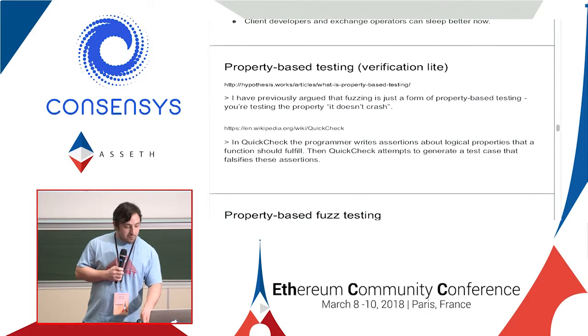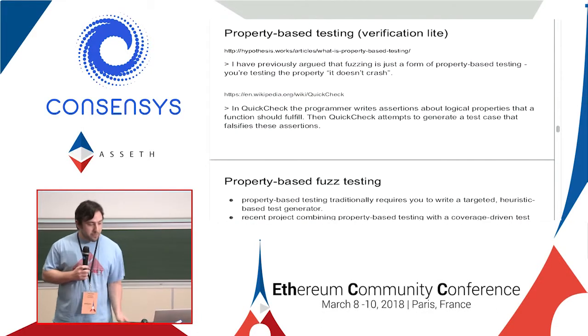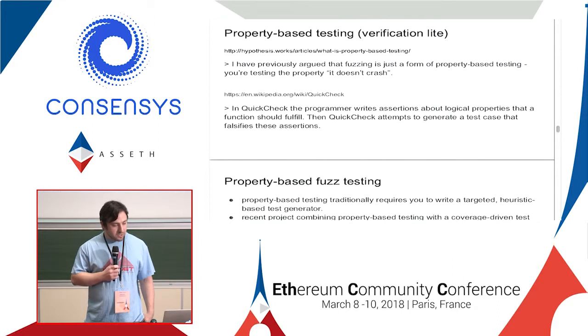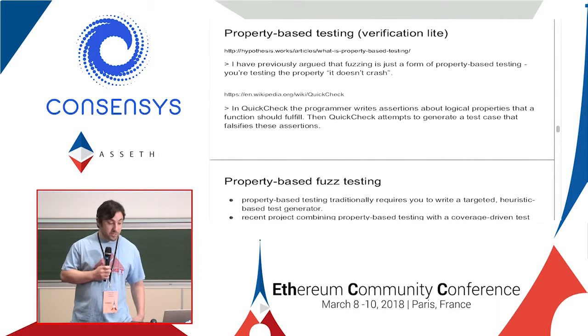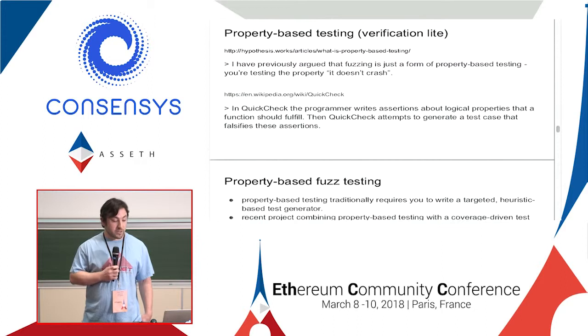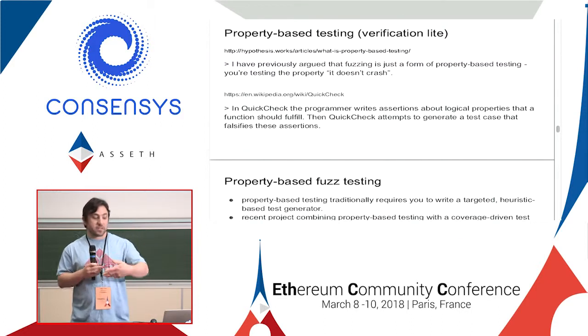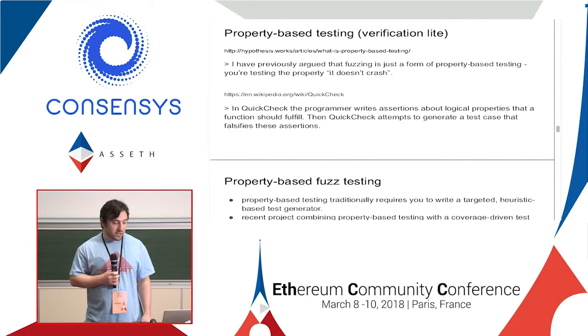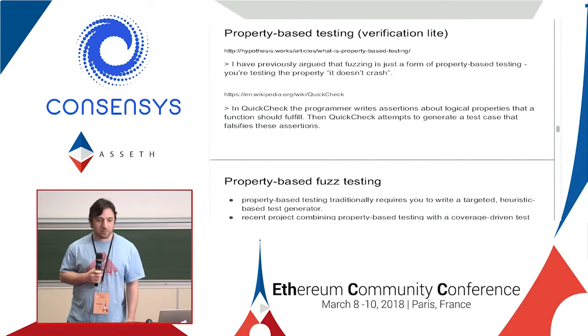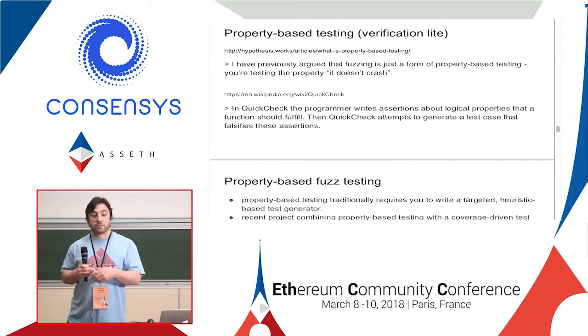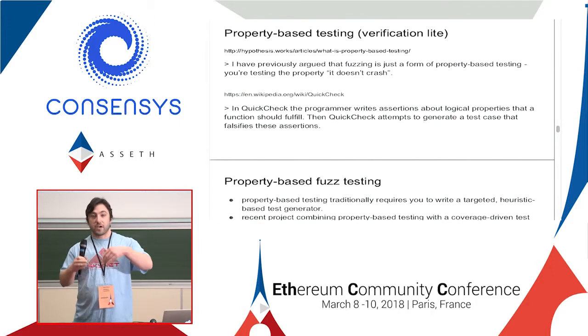So moving on to property-based testing, and towards formal verification. Property-based testing, you're generating random inputs and you're testing whatever property you write. Regular fuzz testing is you're testing that it doesn't crash or that all of the outputs are the same.